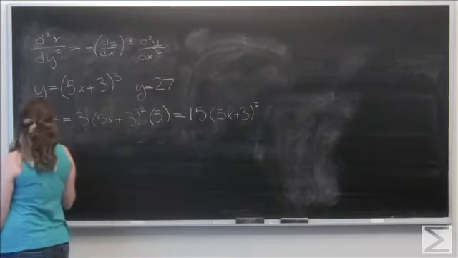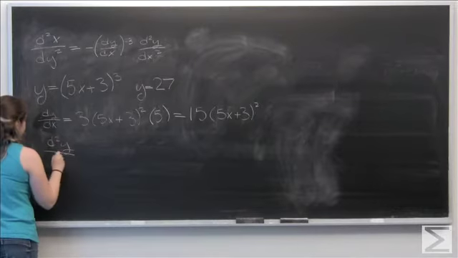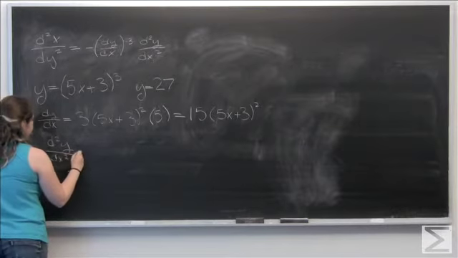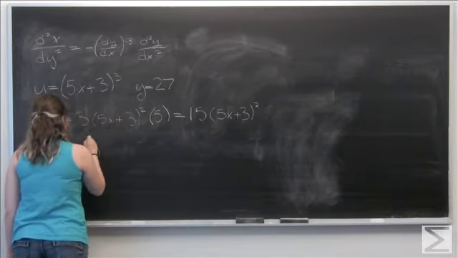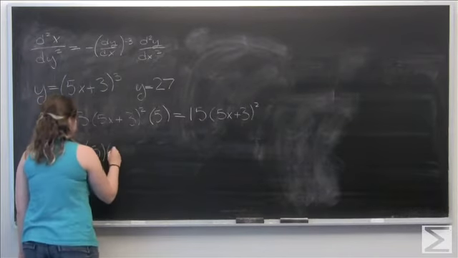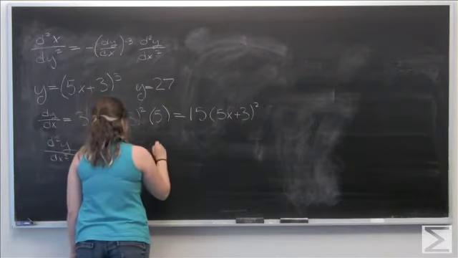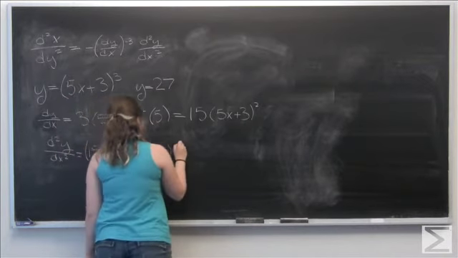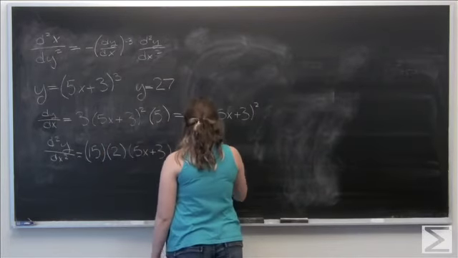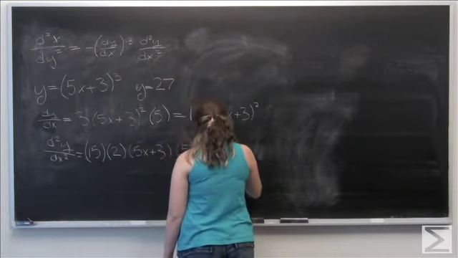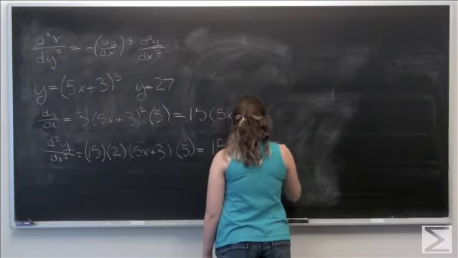Okay. So now our second derivative, d squared y over dx squared, equals 15 times 2 times (5x + 3) times 5. So we have 150 times (5x + 3).